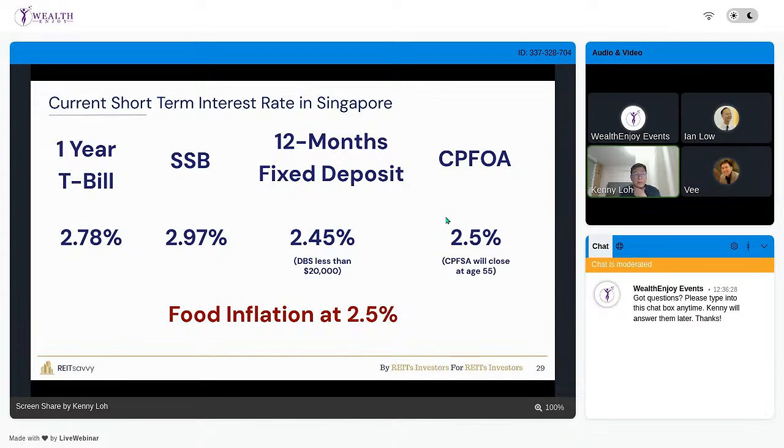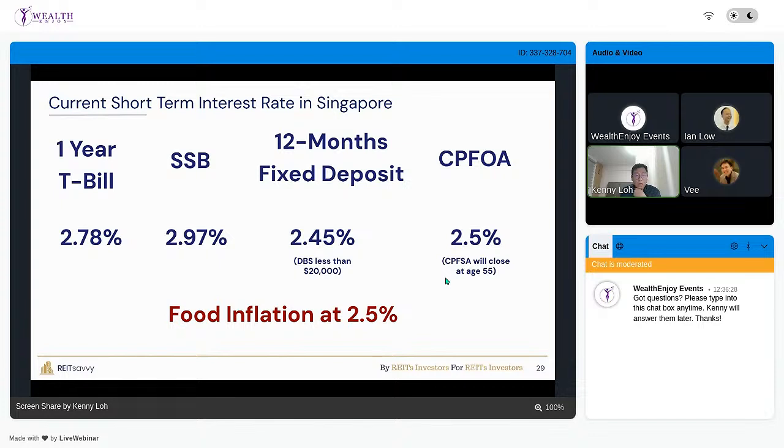All right, so the current 1-year T-bill for Singapore is 2.78%. SSB is 2.97%. 12-month fixed deposit at 2.45% offered by DBS, but only for those with deposits less than 20,000. Okay, only 2.45, and CPF OA 2.5%. The inflation published by Singapore Statistics is 2.5%.